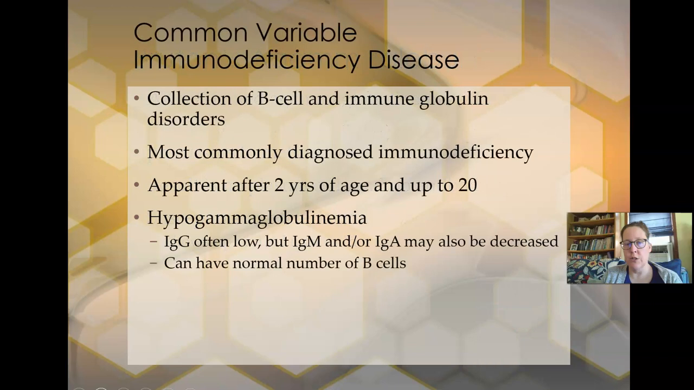You have common variable immunodeficiency disease. It's a collection of B cell and immune globulin disorders. It is the most commonly diagnosed immunodeficiency. It is apparent after 2 years of age, and it can show up anywhere all the way up to 20, so early adulthood. You will see hypogammaglobulinemia, so low levels of your gamma globulins, which are your antibodies. IgG is often the one that's low, but it is also possible to see low IgM or low IgA. They can have a normal number of B cells, they just don't produce enough antibodies, so they tend to catch everything that comes around.